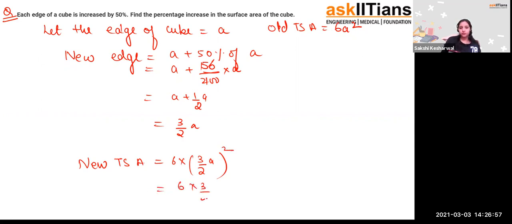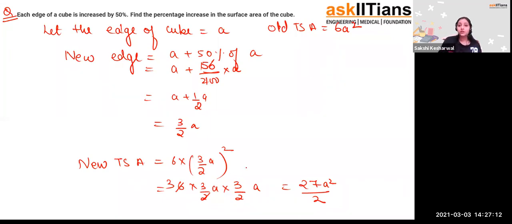6 into 3 by 2 A into 3 by 2 A, right? So you just see that this one is 3 and this one is cancelled out, right? So you see this is equal to 27 A square by 2, right? Yes or no? So this is 3A.